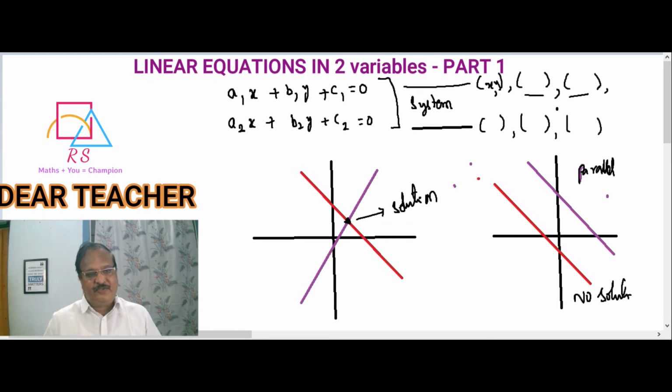This is one case. That means don't think that two equations will always have a solution. No. Let us write this is case 2 and this is case 1. So in all the cases there will not be a solution. Only in case 1 there is a solution. Case 2, if you find the two lines parallel, then there is no solution.